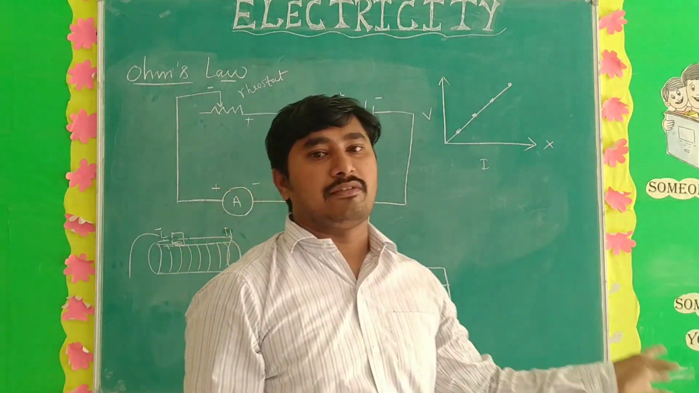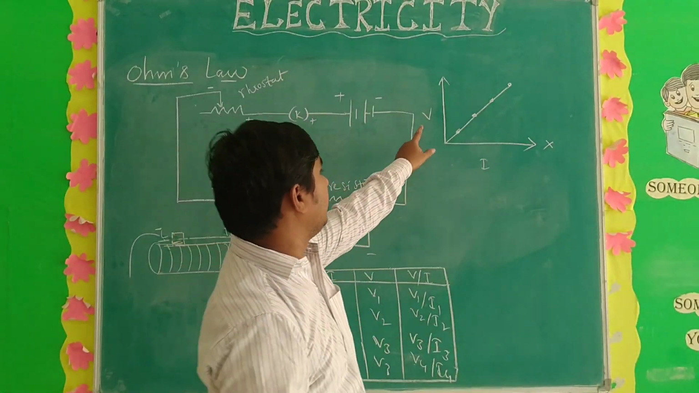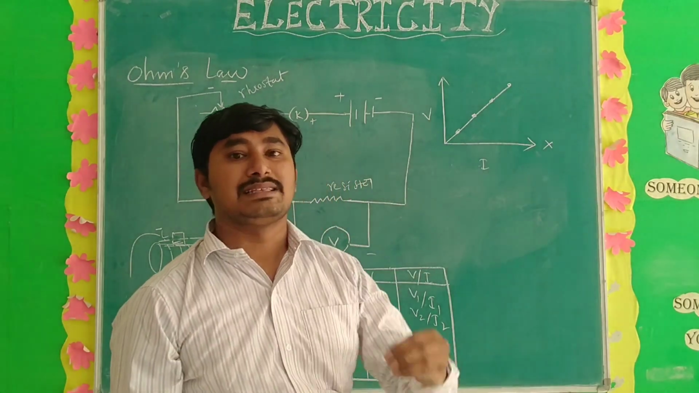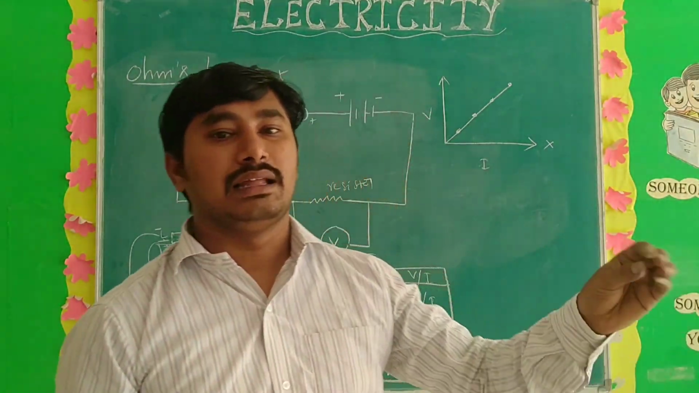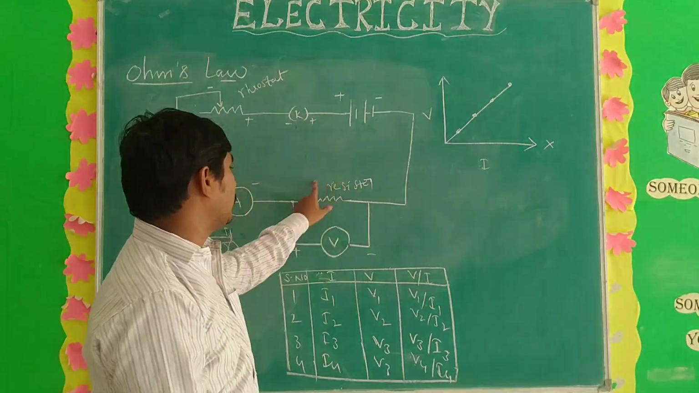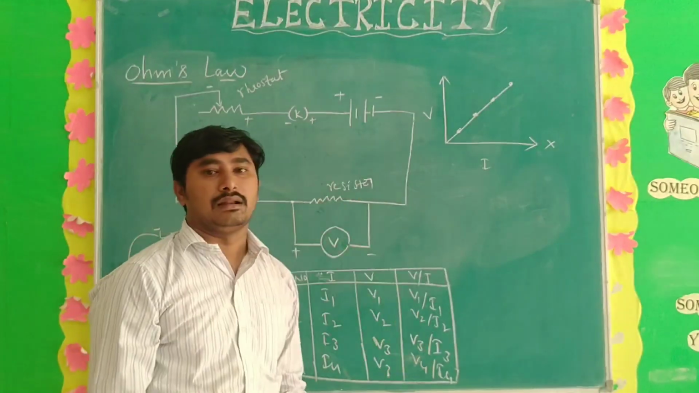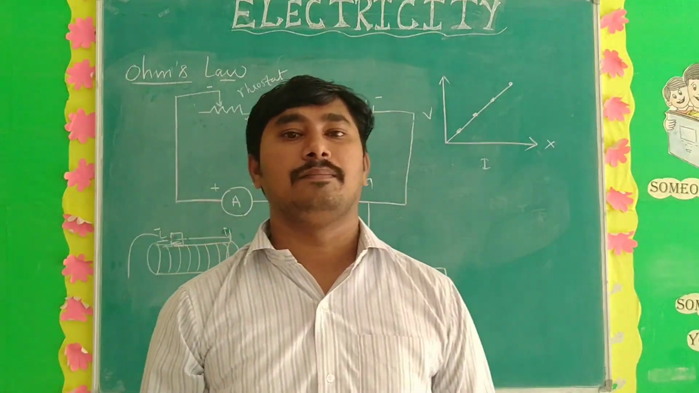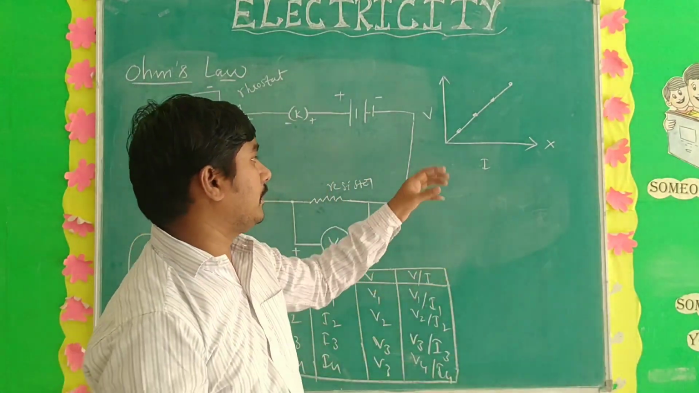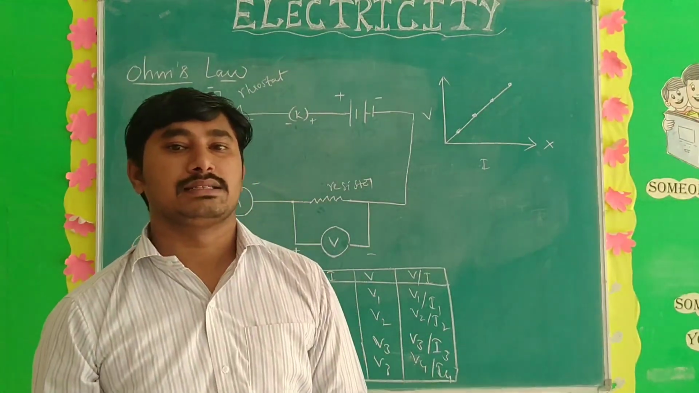Okay. In case the VI graph comes out as a straight line, that is an ohmic material. What material is taken here? Ohmic material, meaning the conductor follows Ohm's law. That's why this type of material is called ohmic material.